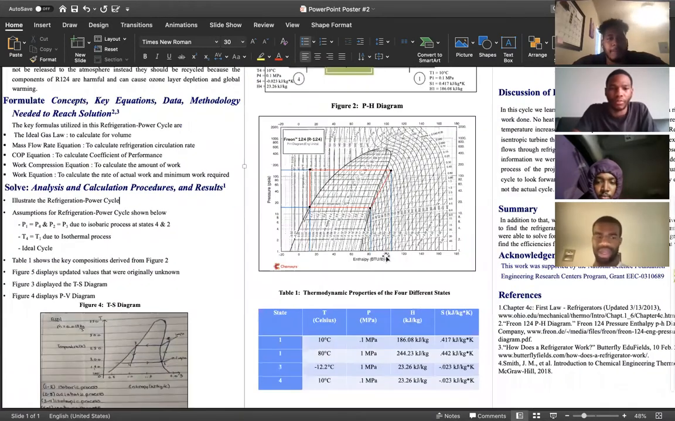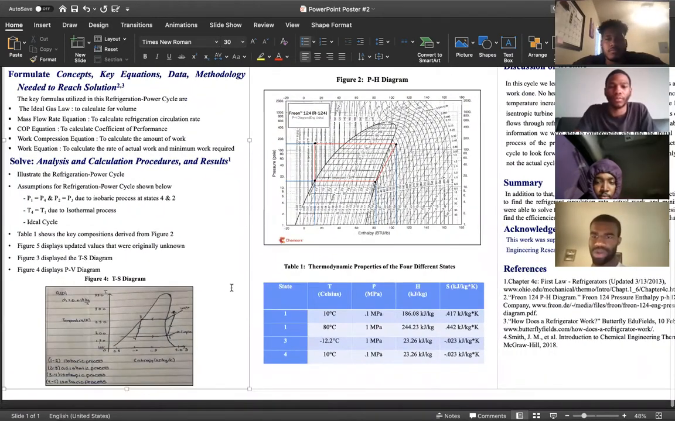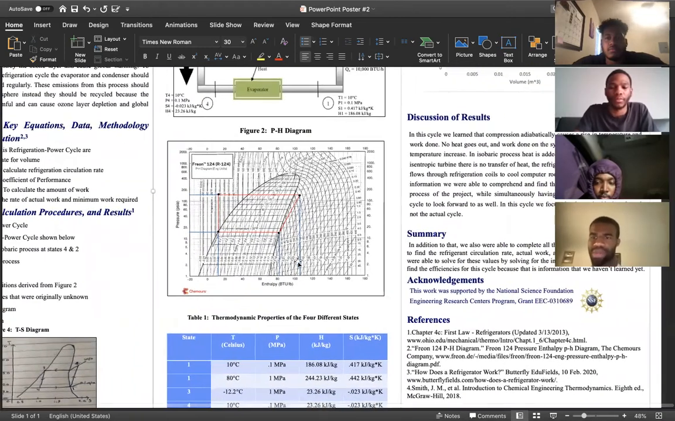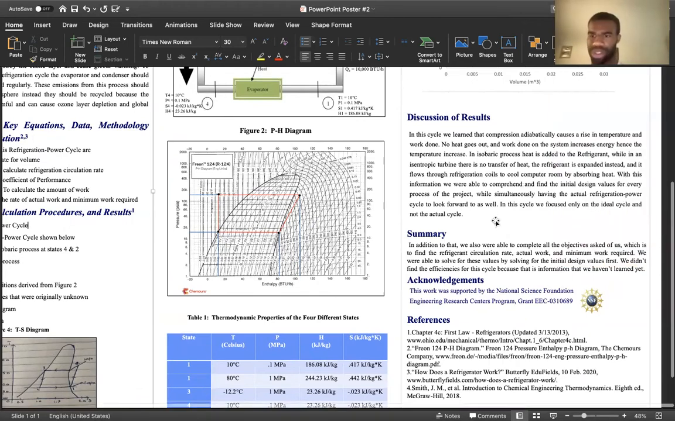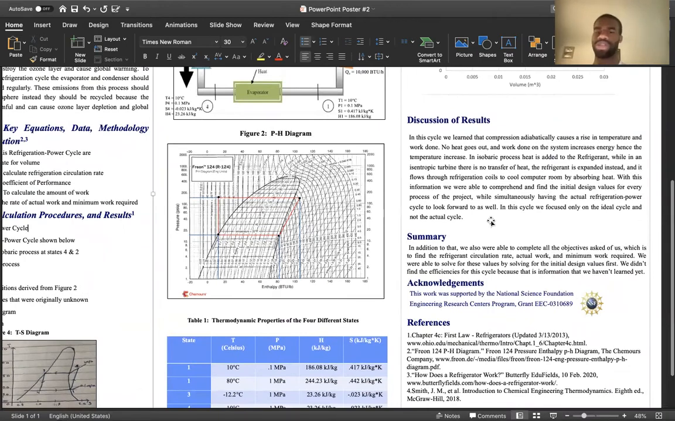In this cycle, we learned that adiabatic compression causes a rise in temperature and work done. No heat goes out, and work done on the system increases energy, hence the temperature increase. In the isobaric process, heat is added to the refrigerant, while in an isentropic turbine, there is no transfer of heat. The refrigerant is expanded instead, and it flows through the refrigeration coils to cool the computer room by absorbing heat.